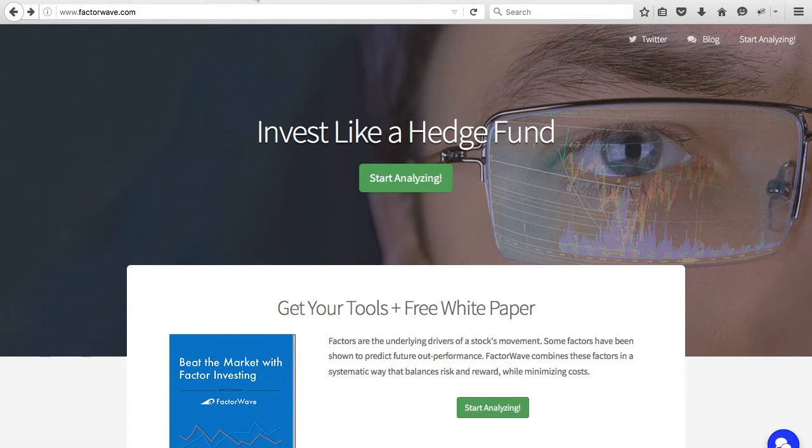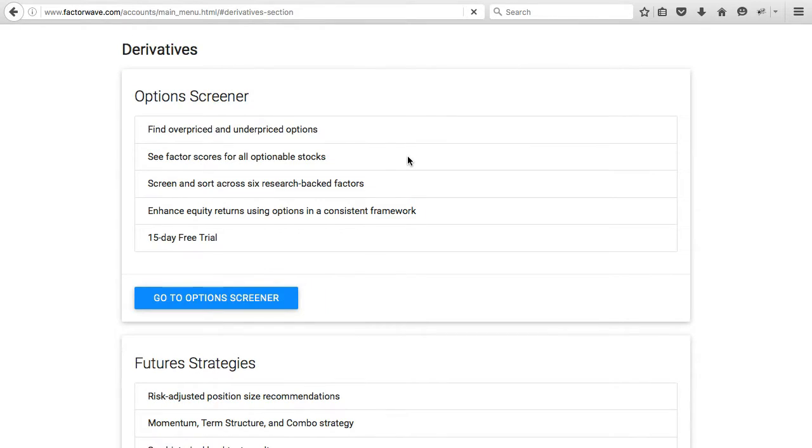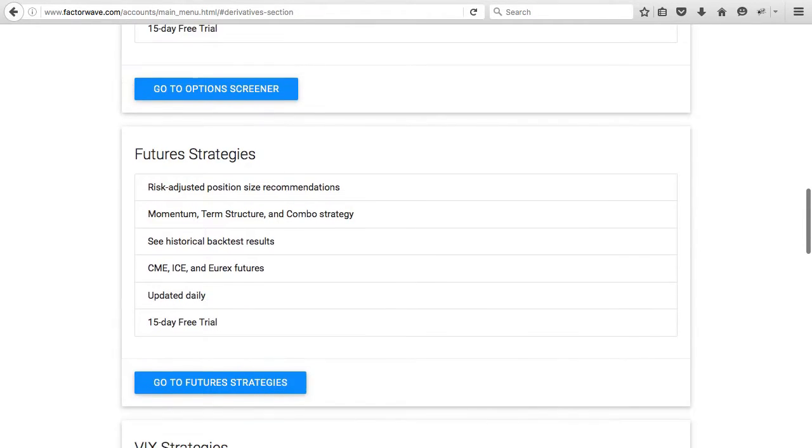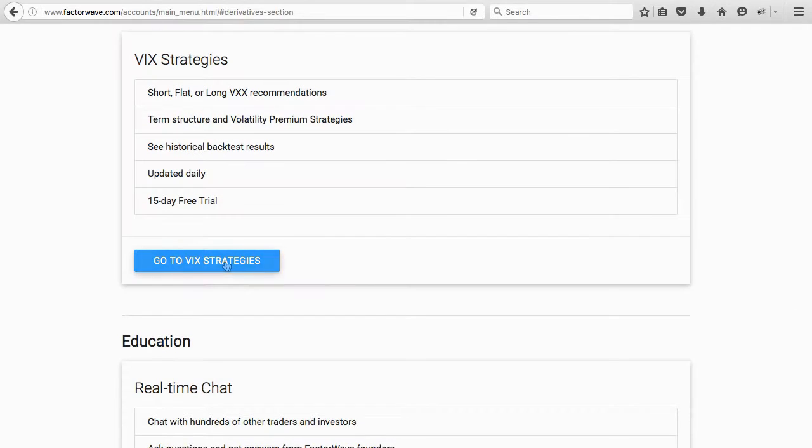Today I'm going to take you through our VIX strategies. So if we start here on the home page, we click on the Start Analyzing button. And this brings us to the page with all of our strategies on it. Clicking on the derivative strategies takes us down to our three derivatives ideas: the option screener, the future strategies, and the VIX strategies, which is what we're going to be looking at today.